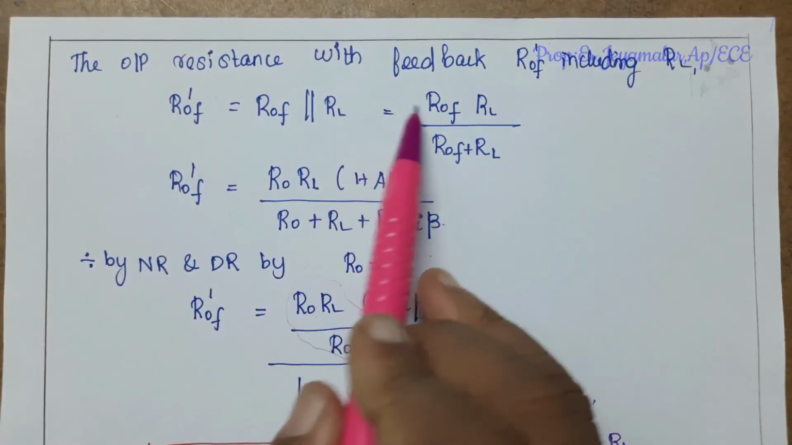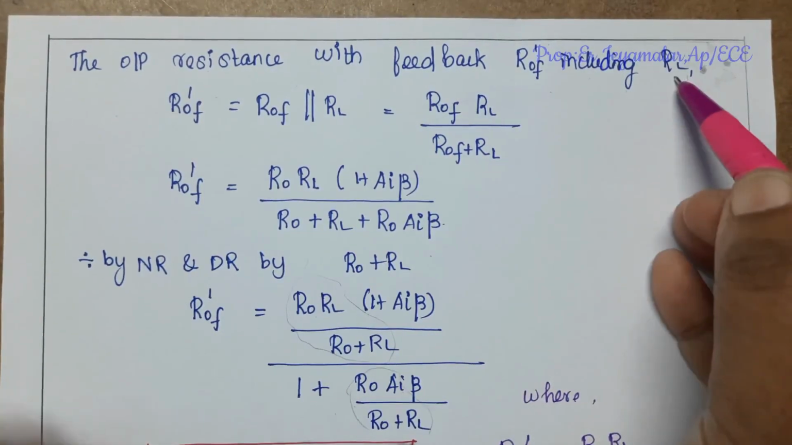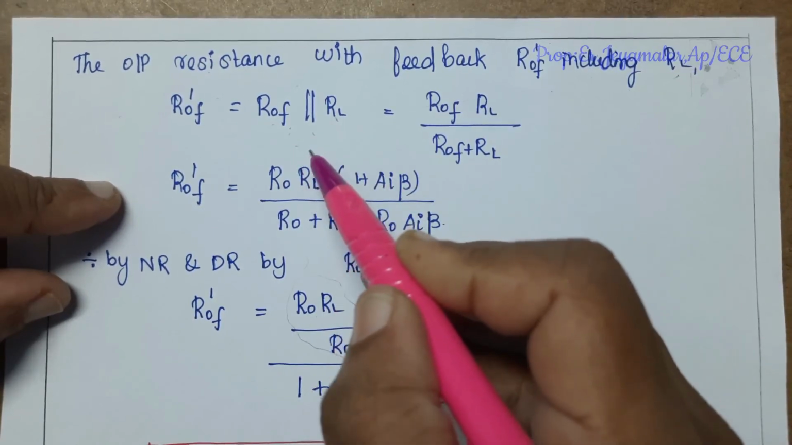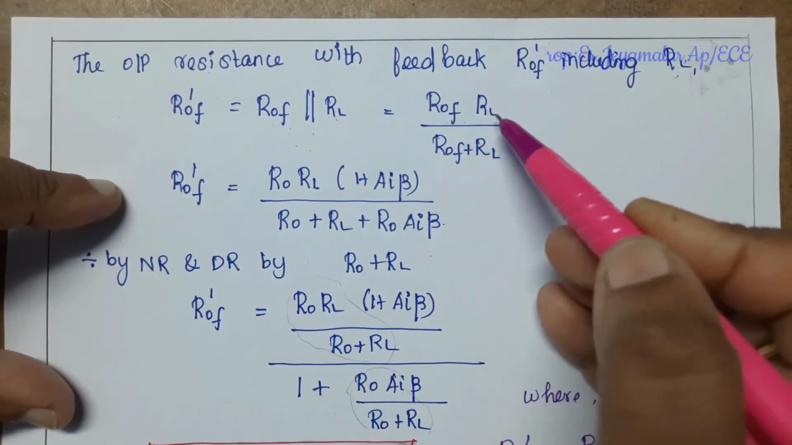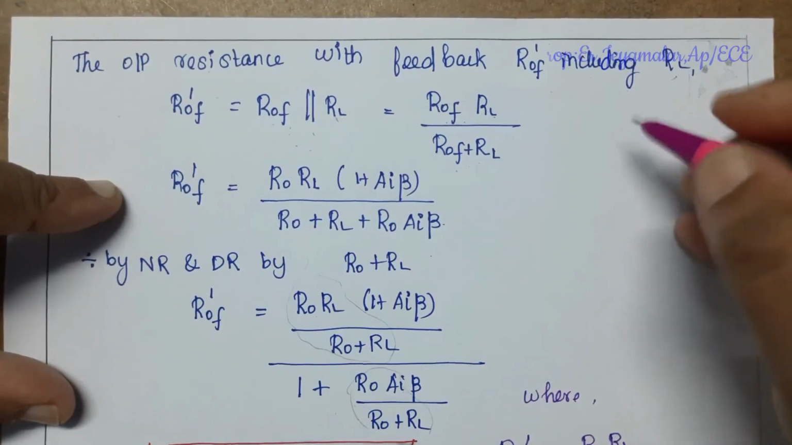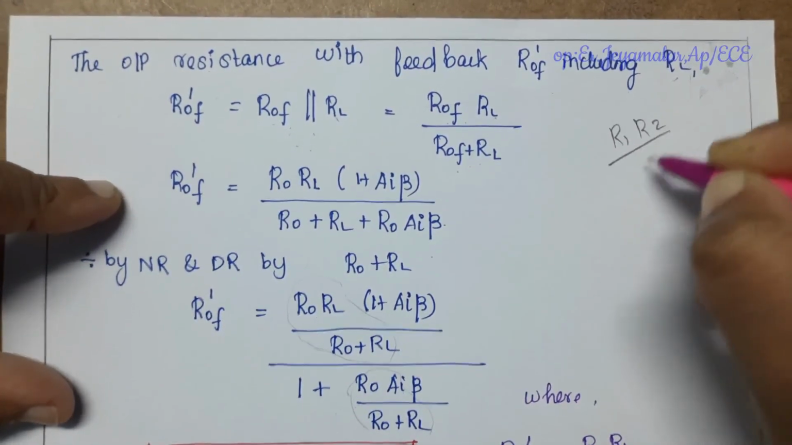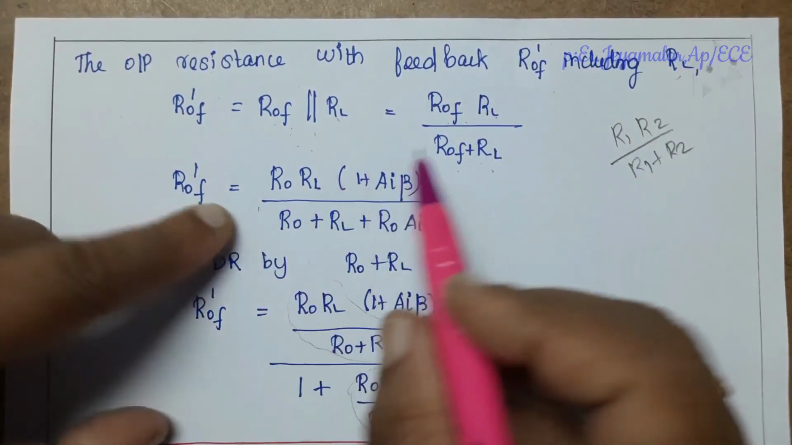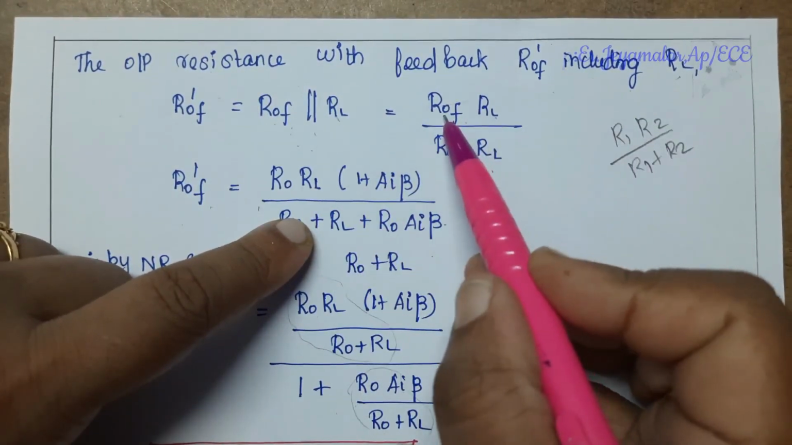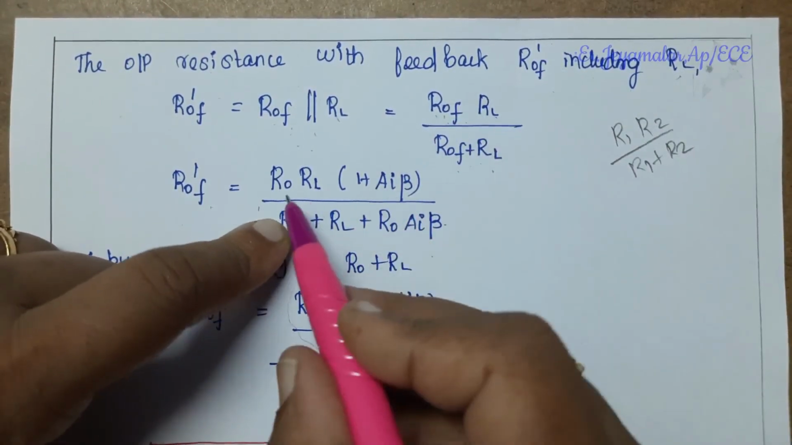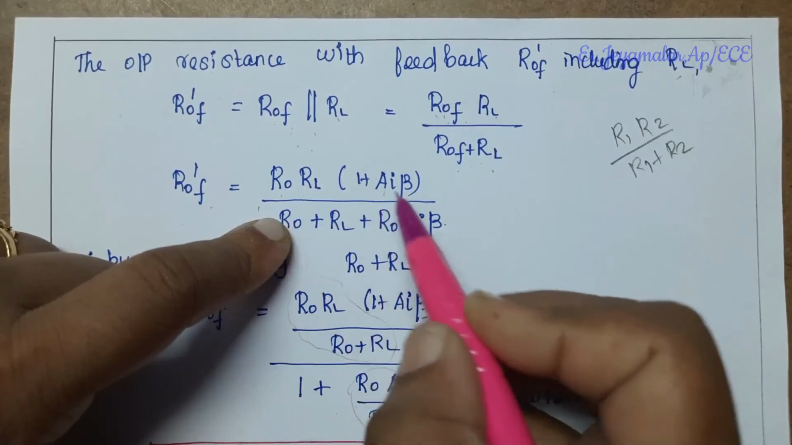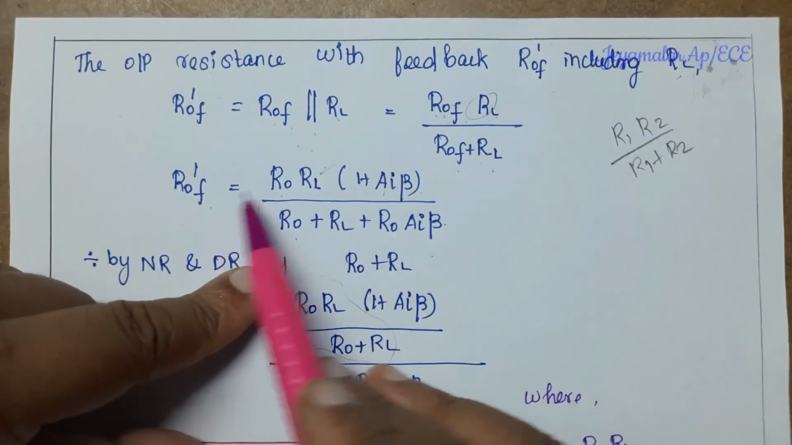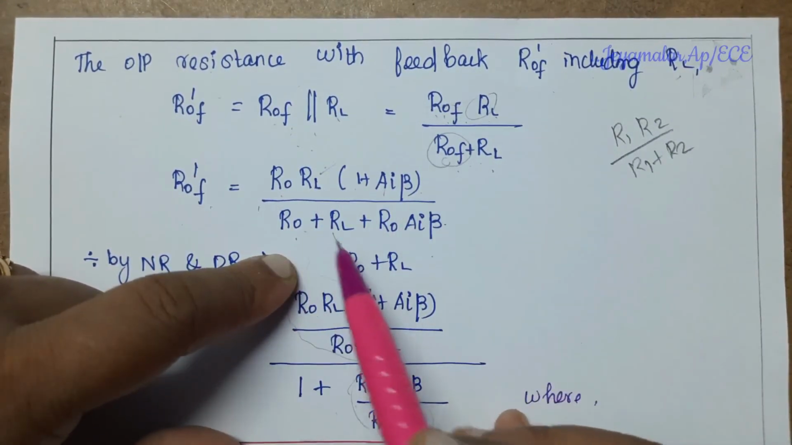Next, the output resistance with feedback R dash of F including RL. Simple calculations. R naught F and RL are both in parallel. Use the parallel formula: R naught F RL divided by R naught F plus RL. If the resistances are parallel, it is R1 R2 divided by R1 plus R2. The same formula is used here. So R dash of F equal to the numerator R naught, substituting the value of R naught F, that is R naught into 1 plus AI into beta, into RL. In the denominator, substitute the value of R naught F, with the whole term being R naught F.